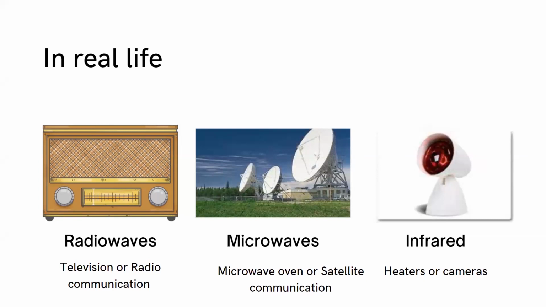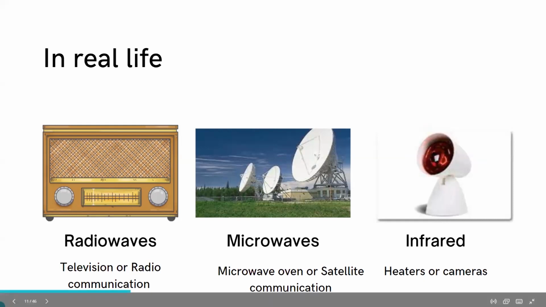So we use this in the microwave oven, or we use this for satellite communication. Then for infrared radiation, we have the usage in heaters, or maybe in cameras, maybe in some medical applications like physiotherapy. There are electrical heaters. So all these are some of the applications of infrared.